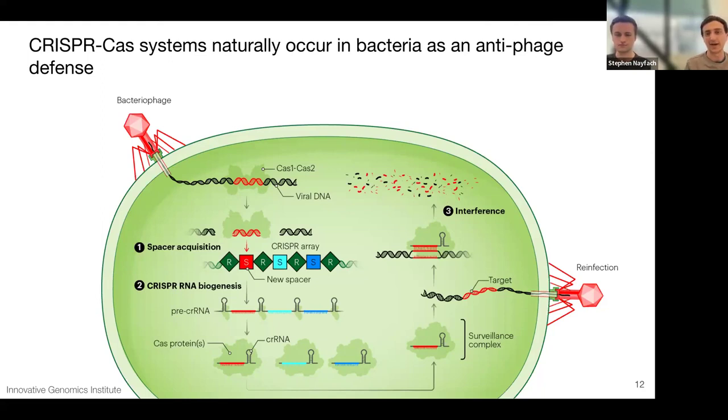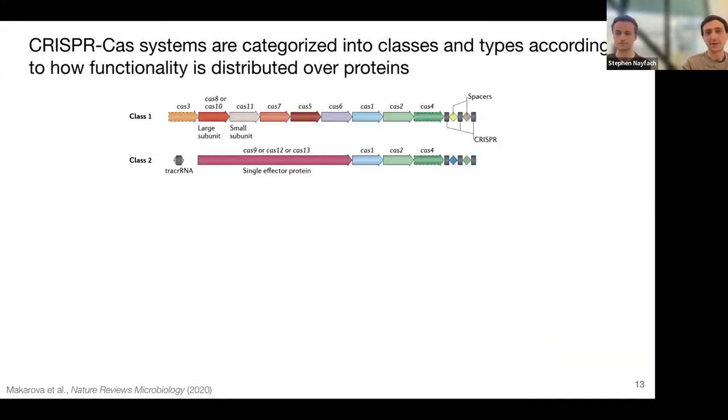These CRISPR-Cas systems are very diverse, but they can broadly be categorized into class 1 and class 2 systems based on whether the effector is a single protein or a protein complex. In the case of class 2 systems, one of the proteins we're focusing on in this project is Cas9. Cas9 is a single protein that's able to, on its own, recognize and cleave a target DNA sequence.